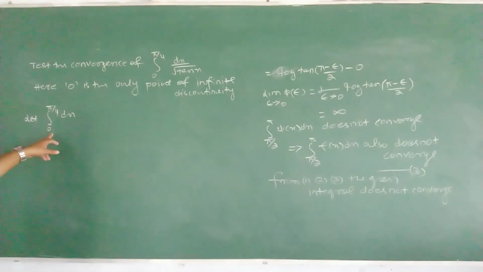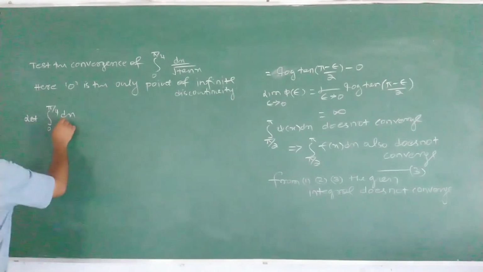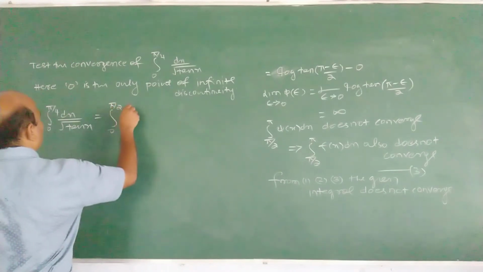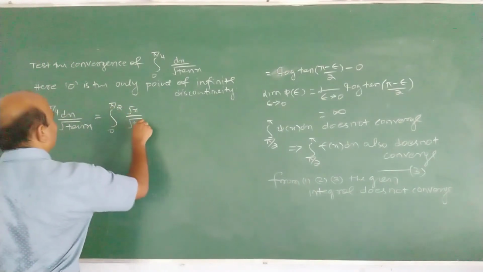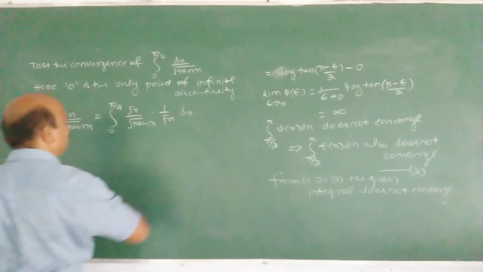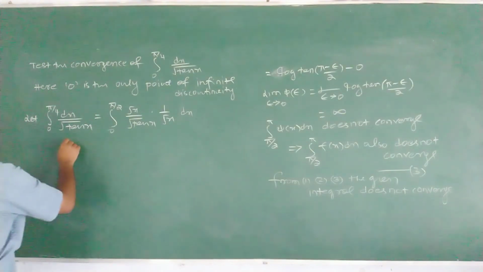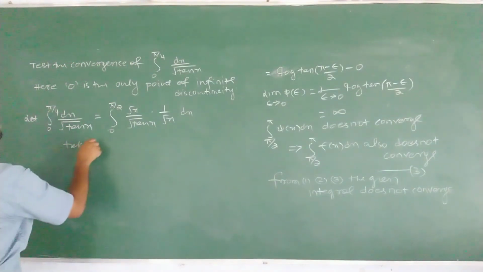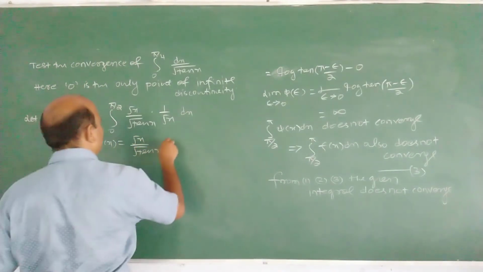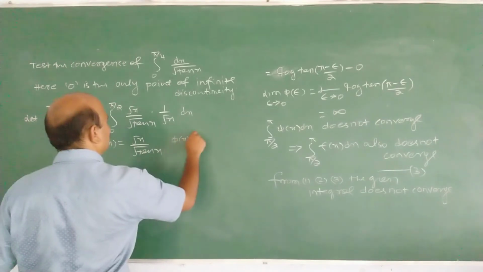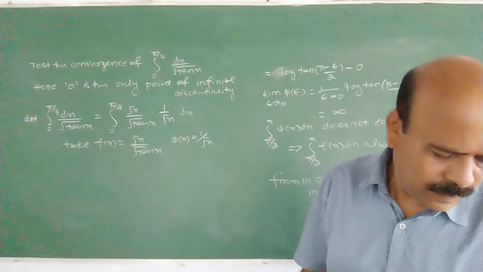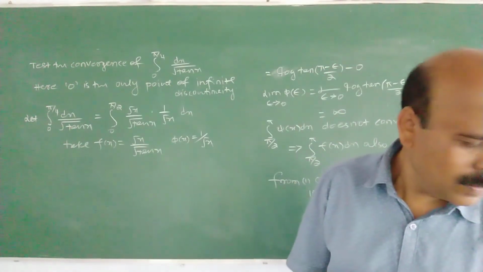Yes, I complete this problem. The integral from 0 to pi by 4 of dx by root tan x can be written as the integral from 0 to pi by 4 of root x by root tan x into 1 upon root x. Multiply and divide by root x. Now take f(x) as root x by root tan x and phi(x) as 1 upon root x. Let me verify the problem again.